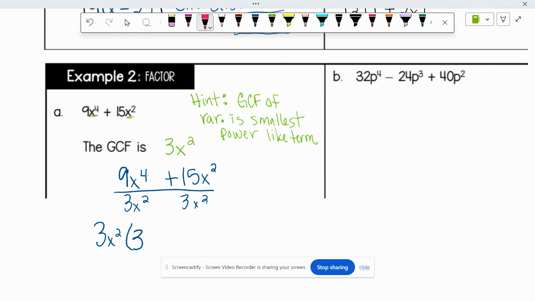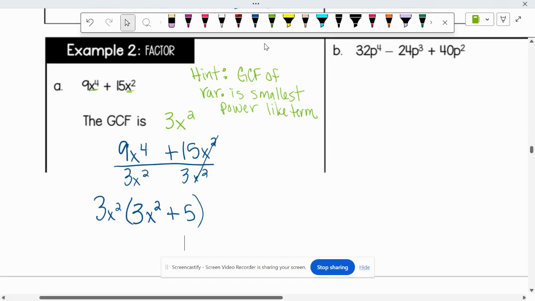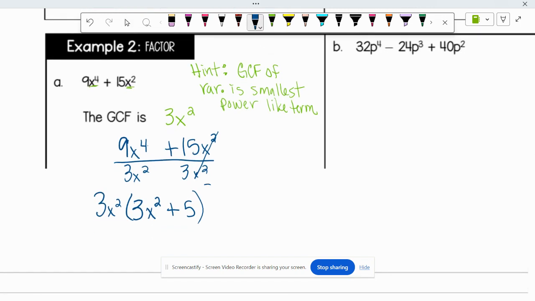When you're dividing powers and the base is the same, what do you do with the exponents? You subtract them. 4 minus 2 is 2. So 3x squared. 15 divided by 3 is a positive 5, and x squared divided by x squared, those just cancel each other out. So this is the factored form of 9x to the fourth plus 15x squared.